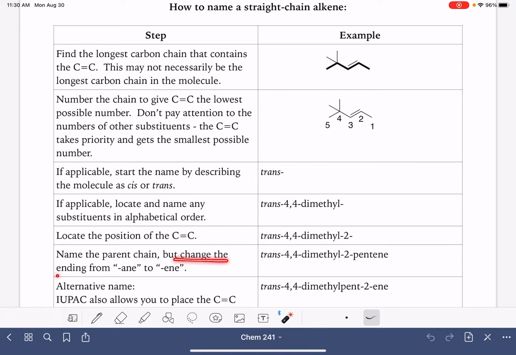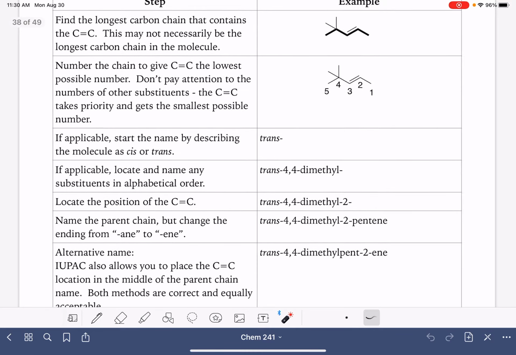So we're changing the ending of the name from ane, which we reserve for an alkane, to ene, which is our way of letting everybody know that this is an alkene, that there is a carbon-carbon double bond in the molecule.